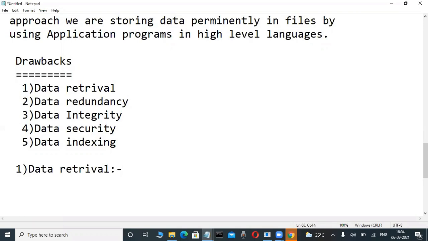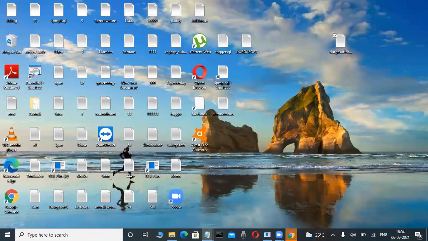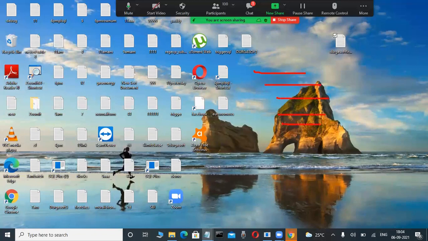Now check it out, one minute only. Easily, everyone, it's very easy. Suppose I am a flat file programmer, not a database programmer. I am writing a very big program in Java or C, for example, in my company.